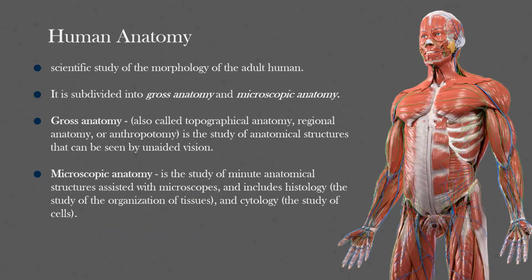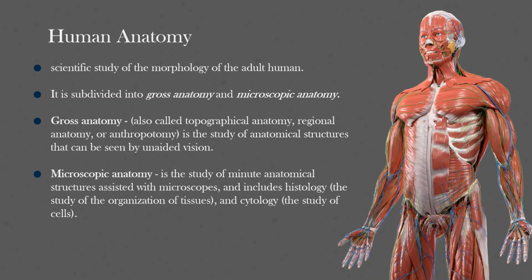Human anatomy is the scientific study of the morphology of the adult human. It is subdivided into gross anatomy and microscopic anatomy. Anatomy came from the Greek word anatome, which means dissection. Anatomy is the branch of biology concerned with the identification and description of the structure of organisms and their parts, while human anatomy came from the Greek words ana, which means up, and tomia, which means to cut.